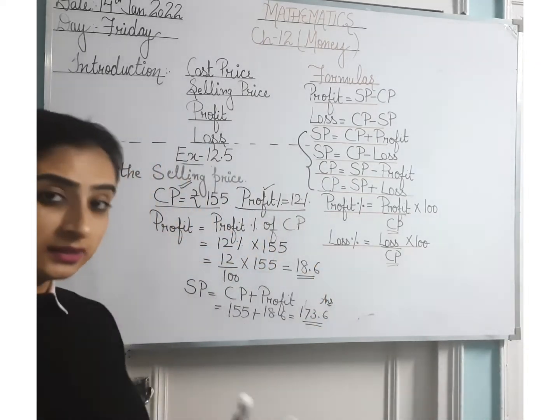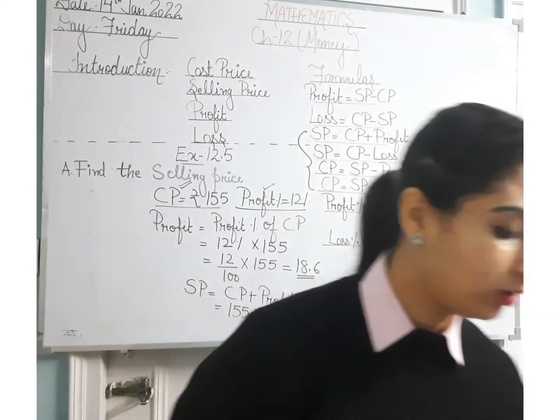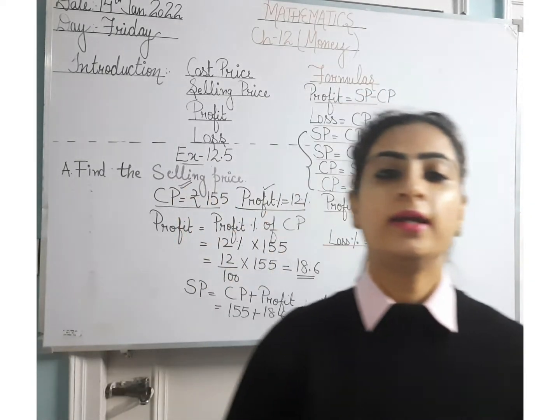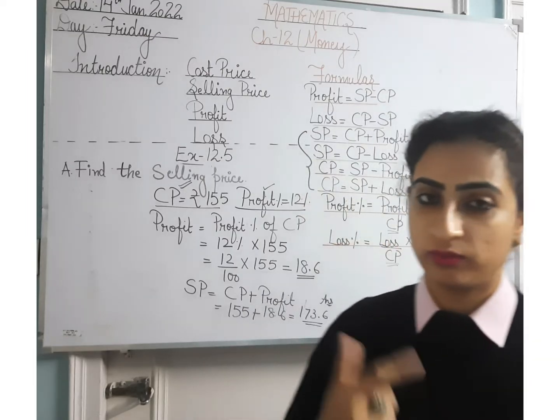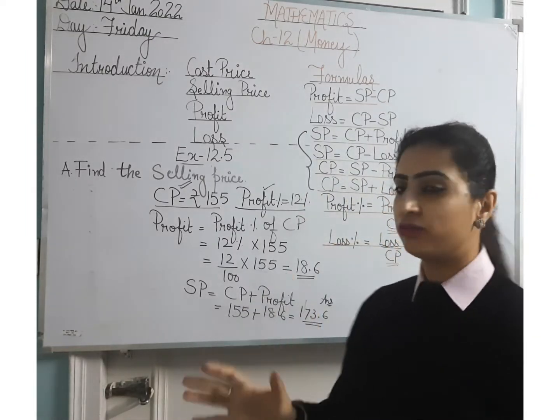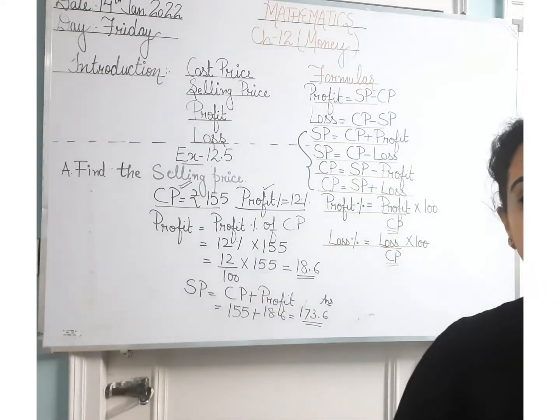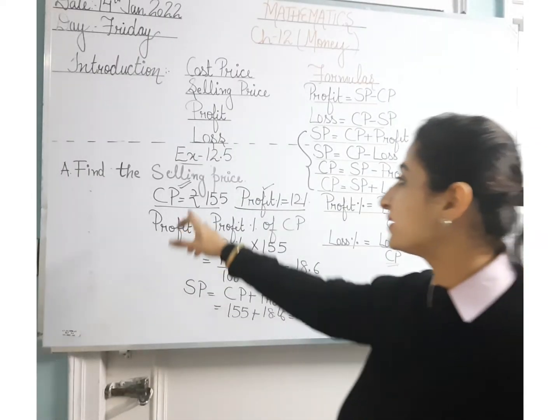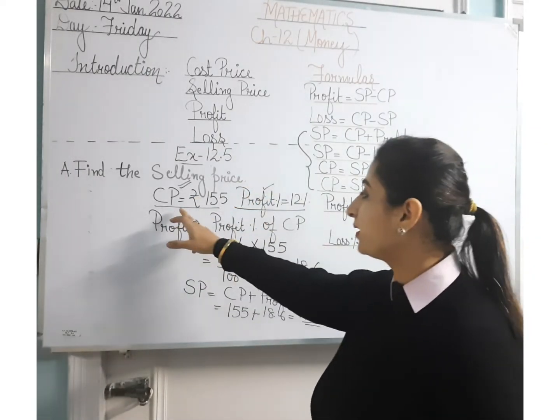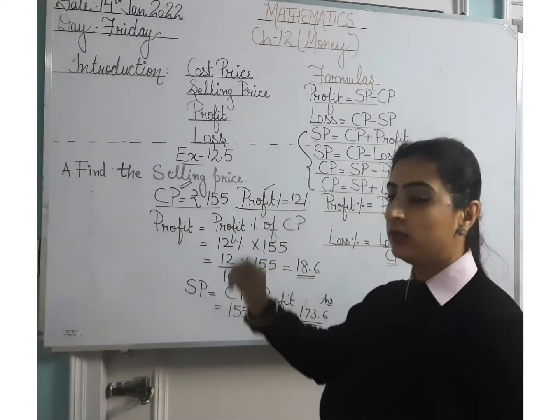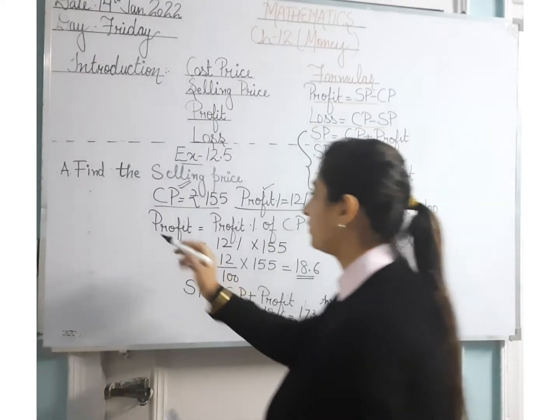I am sure it is clear. Once more I am going to recall, there are two types of questions that will come for profit percent or loss percent. One, direct question: find the profit percent or loss percent. Second, indirect question: find the selling price, and you will be given cost price and profit percent. The first step is very important.